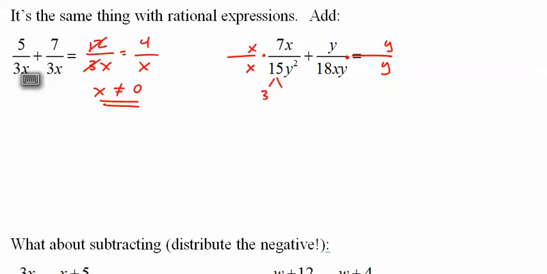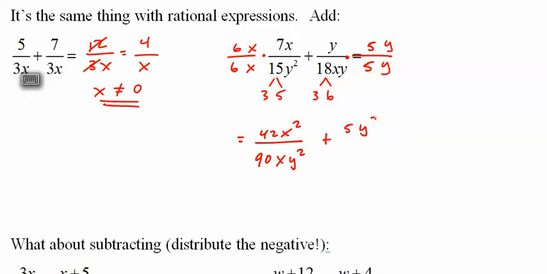Looking at the numbers, this is a 3 times 5 and this is a 3 times 6. They both have a 3, so I don't have to worry about that. But this one needs a 6 and this one needs a 5. We multiply them together, and on top we get 42x squared over 90xy squared, 5y squared over 90xy squared. Now we've got common denominators. We can add them together.